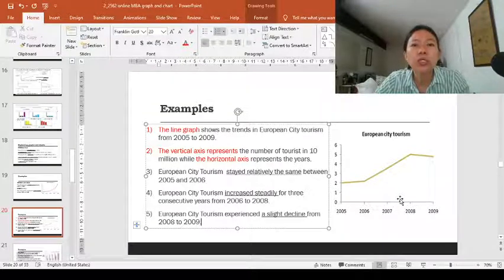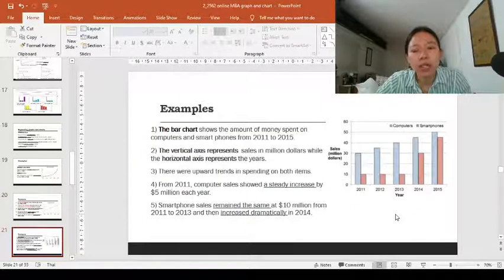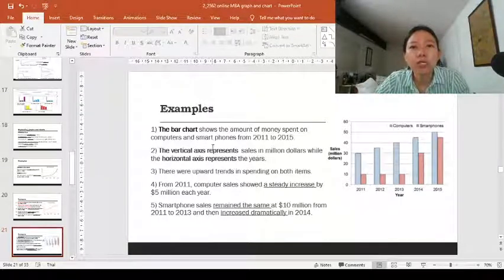So let's try to describe another bar chart together. So here we have the bar chart. First, as I said, you have to tell the audience what visual aid you use and what it is about. So the bar chart here shows the amount of money spent on computers and smartphones from 2011 to 2015. And then you explain the details of your bar chart.